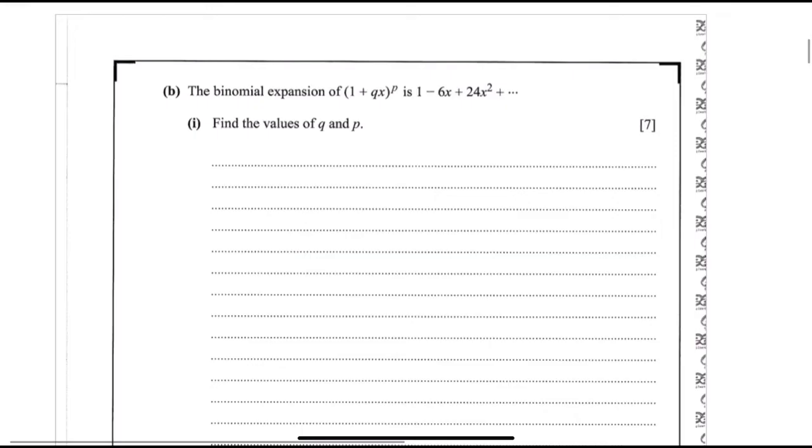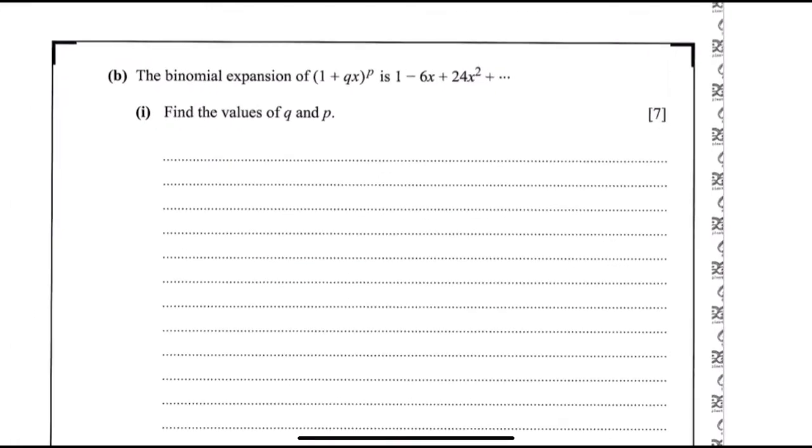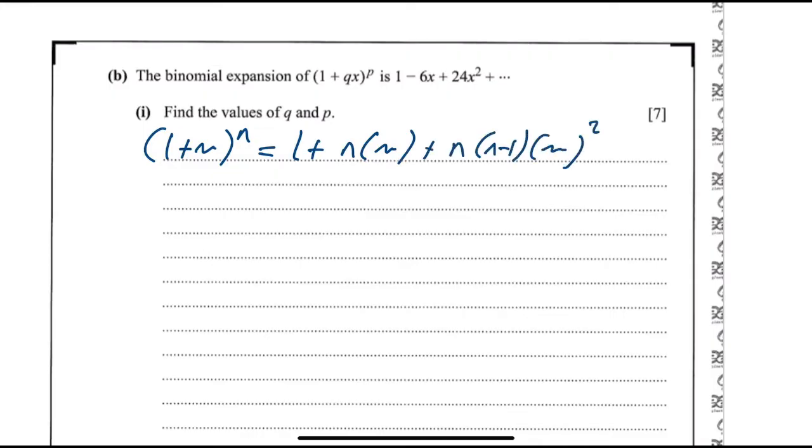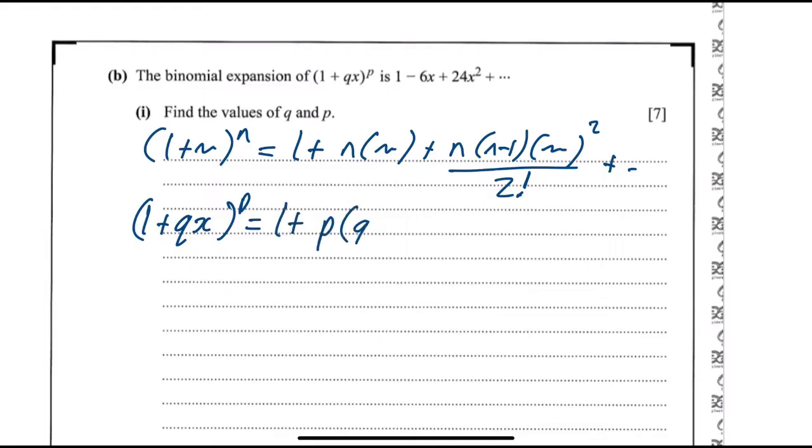Next one, binomial. Find the values of p and q. The way I do these, I think that 1 plus squiggle, so that's anything, to the power of n is 1 plus n times the squiggle plus n times n minus 1 times whatever that thing is squared divided by 2 factorial, and you'd go on from there. But we don't need to go on because it only goes up to the quadratic term, so you're wasting your time writing it any more. Okay, so 1 plus qx, to the power of p. So then that's 1 plus, and the n is equivalent to p, the squiggle is equivalent to qx, and then p, and p minus 1, and then qx squared.